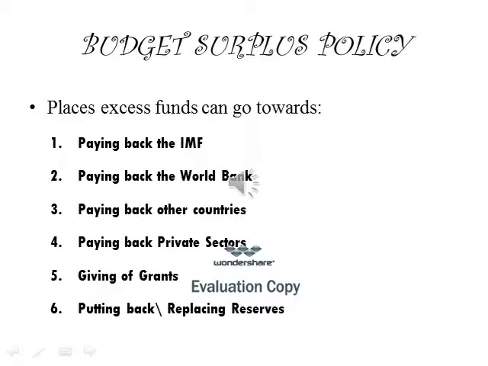Budget surplus policy. This is when the amount the government is spending is less than the amount flowing into a country. In short, the government is earning more than it is spending. Excess funds can be used to pay back the IMF loan, pay back the World Bank loan, pay back other countries, pay back private sector loans, give grants, and replace reserves.